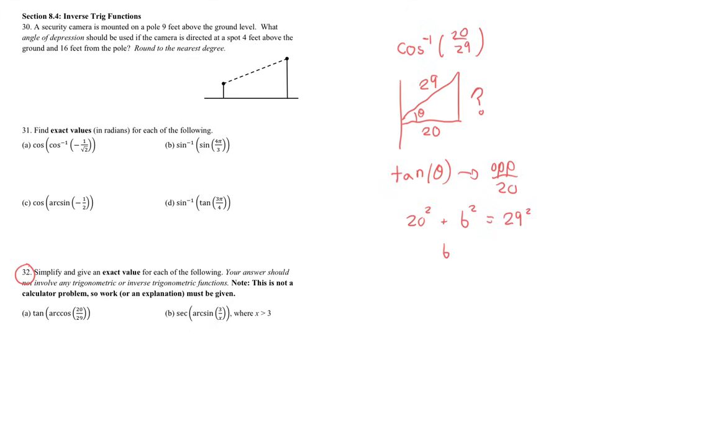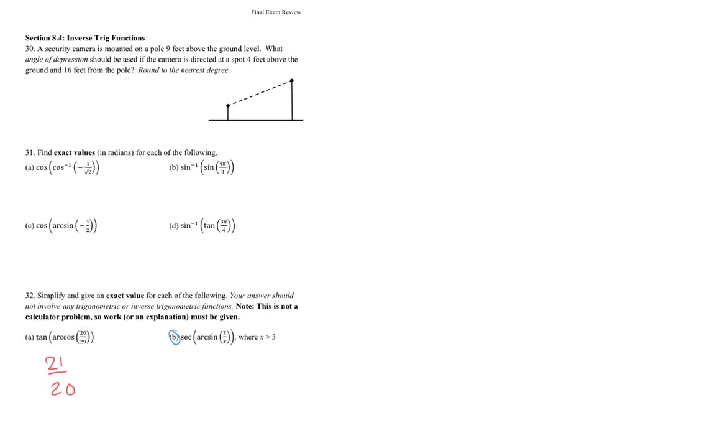To solve that, b is equal to 21, right? Because this is going to be 400 plus b squared is going to be equal to 29 squared, which is 841. So b squared is equal to 441. That's how you get b is equal to 21. So our tangent theta here is going to be 21 over 20. And we're going to do the same thing for part B.